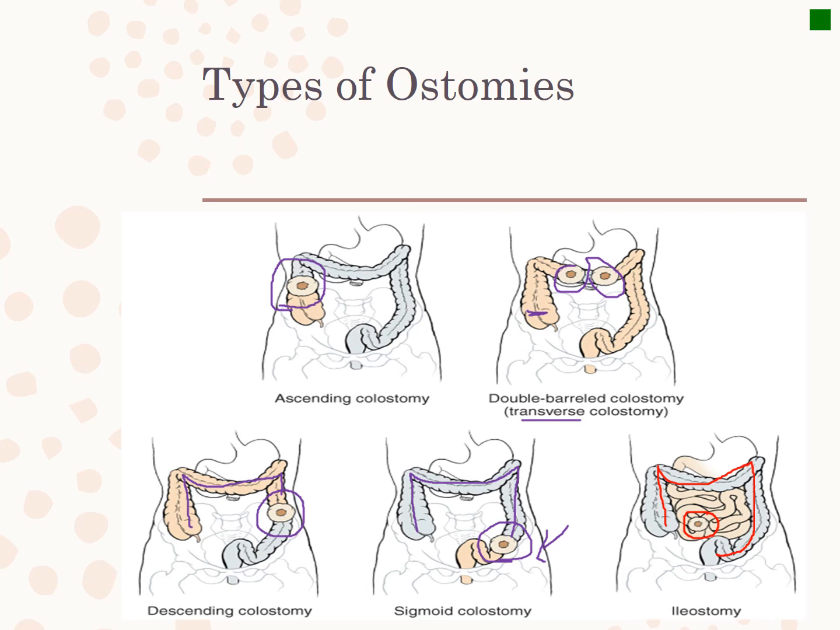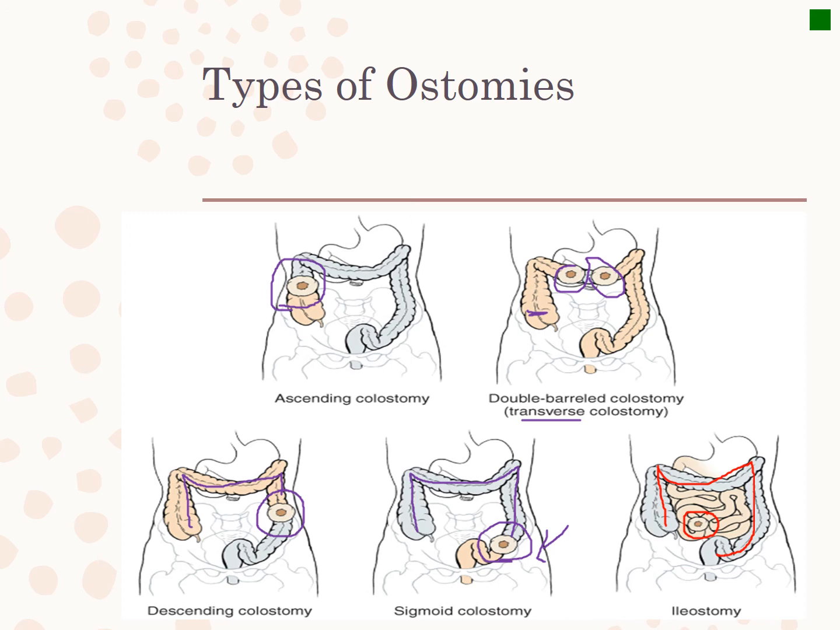As you get into like the descending, you're going to have much more firm, okay, because it's had this entire path to squeeze water out of it. So this is going to be much firmer stool. Once we get down to this sigmoid, this is going to be really firm stool, and this person may be able to not wear an appliance.